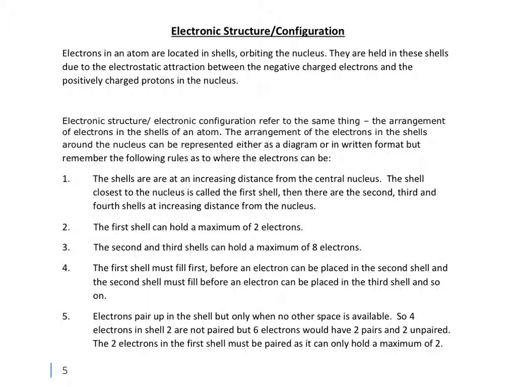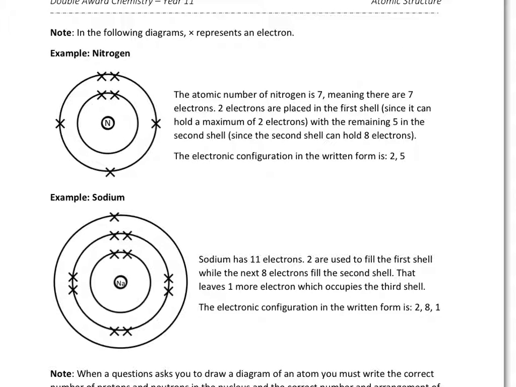And then finally that the lowest shell, so the shell closest to the nucleus, must fill before the second shell, and then the second shell must fill before we start filling the third shell. And the last rule is about how the electrons pair up. But all of these rules are easier looked at with an example. So turn over to page 6 with me now. Page number 6 gives you the electronic structure of nitrogen and sodium. I'm going to take you through the example of nitrogen, but I'm going to work on a separate slide to build up to that.